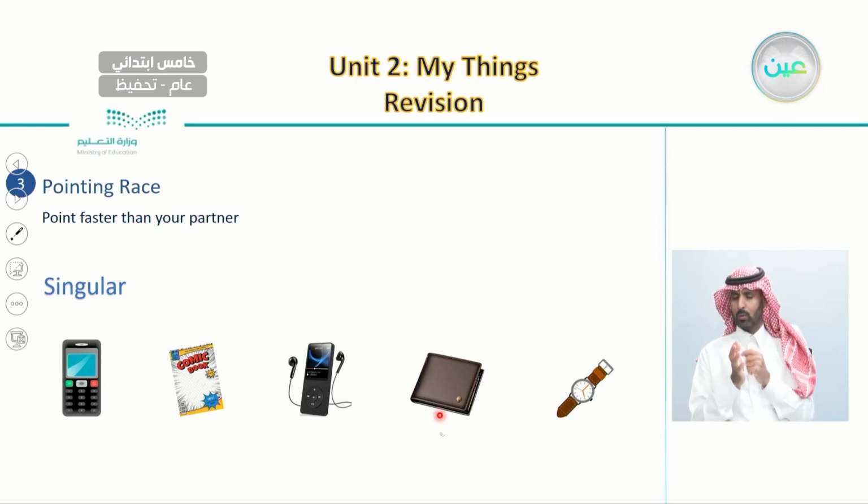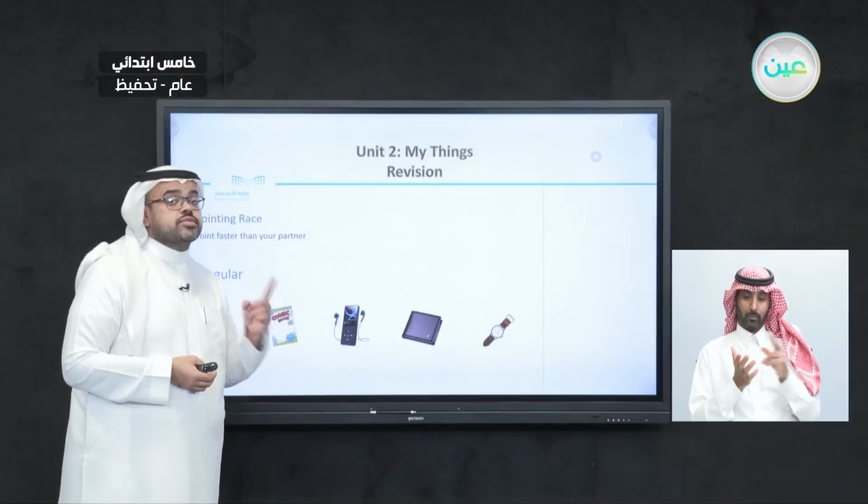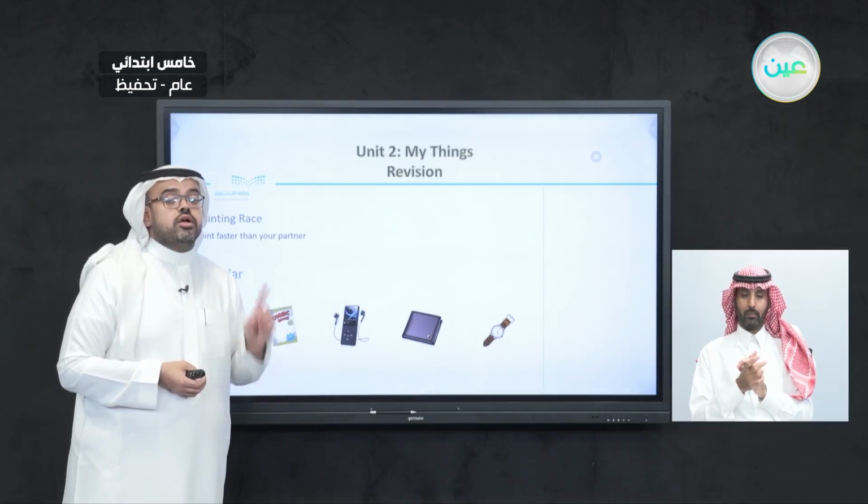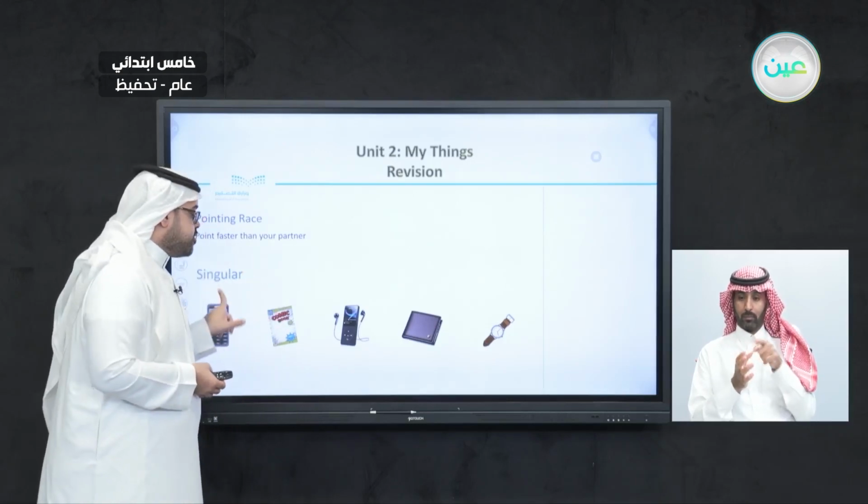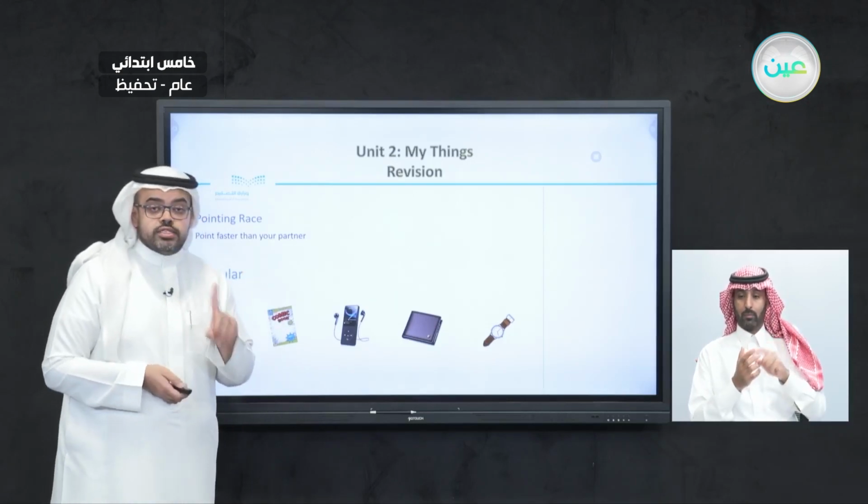Now let's see the other picture. What is this? Now you need to point faster and say it is a wallet. Now we can practice this with different items as long as they are singular. They are only one type.